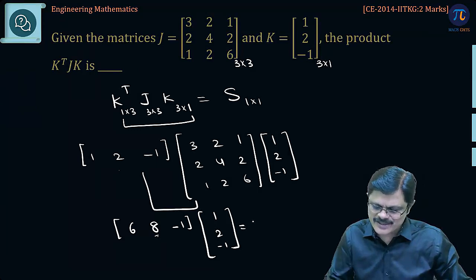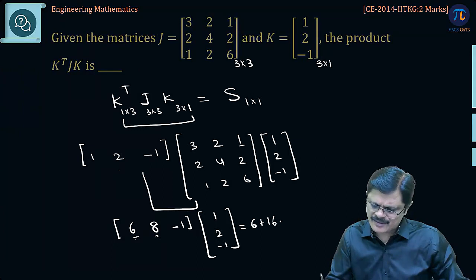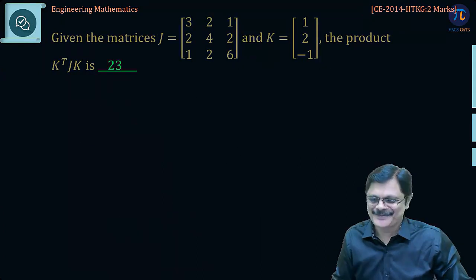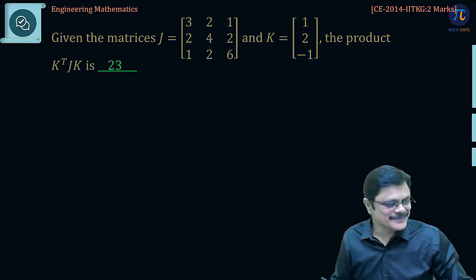So what happens to this? 6, 16. Okay, 6 plus 16 is 22, plus 1 is 23, correct. So that is the solution, my dear friends.